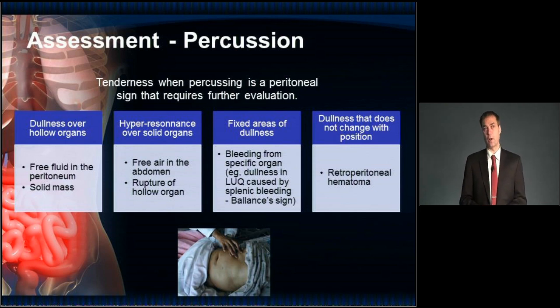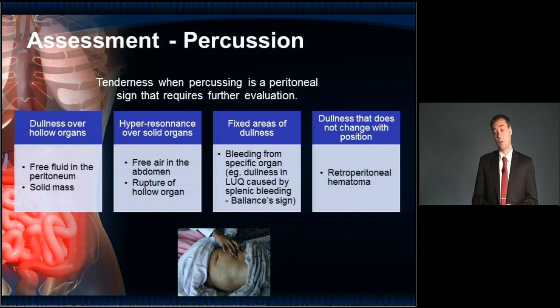So dullness over a hollow organ is an indication of either free fluid in the peritoneum or a solid mass like a hematoma. Splenic injuries, for example, can cause hematomas on the front wall of the abdomen and give dullness to percussion over the area where you should have tympany with the stomach. Now, hyperresonance over solid organs, in other words, hearing tympany or hyperresonance over an area that should normally be a dull thud, indicates free air in the abdomen and a likely rupture of some hollow organ.